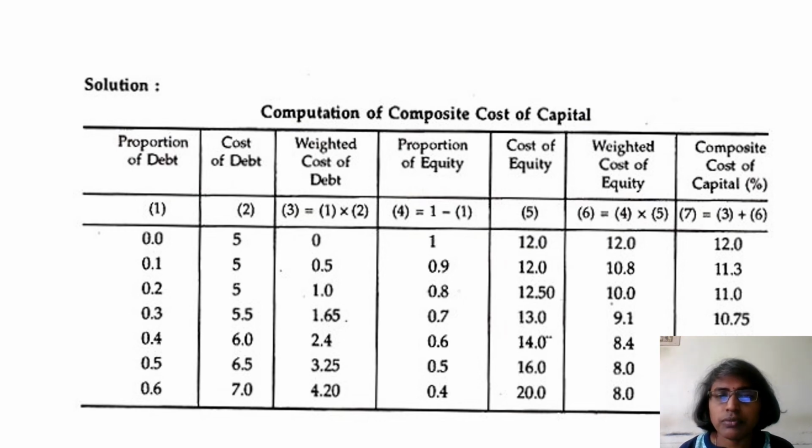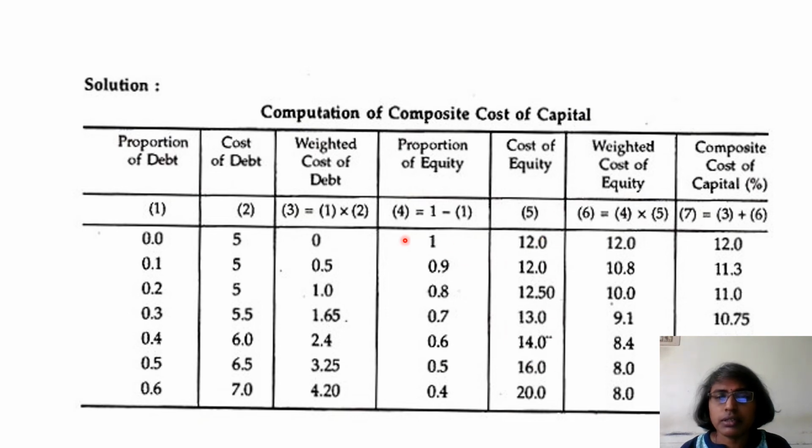The next is proportion of equity. This is not given in the problem. To find it out: if the proportion of debt is 0, then automatically 100% will be from equity. If the proportion of debt is 10%, that is 0.1, then the balance will be from equity. Similarly, if the debt weightage is 0.2, then the balance they will get from equity is 0.8. Similarly, for the last one, if the proportion of debt is 0.6, then the balance from equity is 0.4.